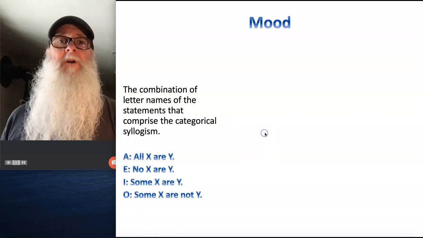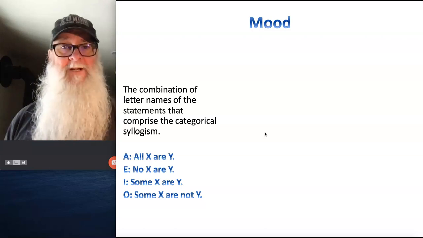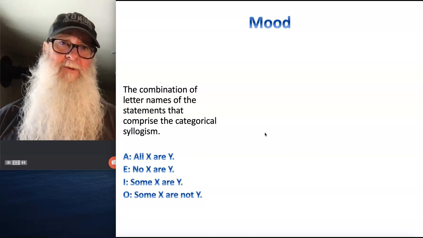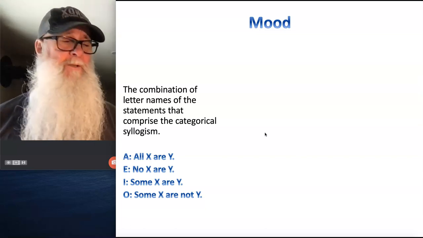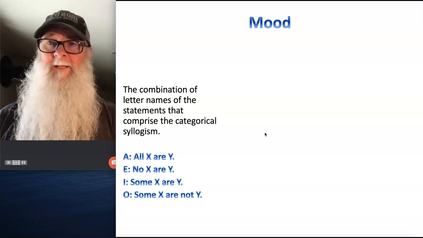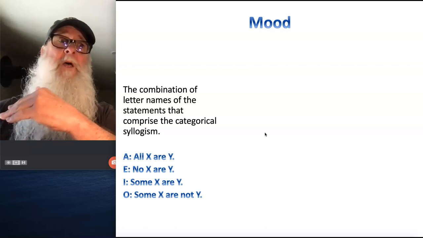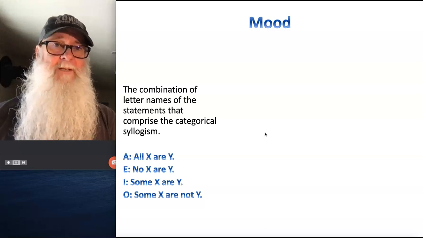One of those features is called the syllogism's mood. The mood is the combination of the letter names of the statements that comprise the categorical syllogism. So you know your syllogism is going to have two premises and one conclusion, and those premises and conclusion are going to be some combination of A statements, E statements, I statements, or O statements.